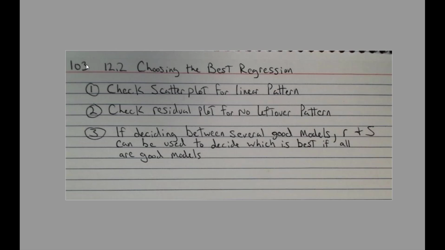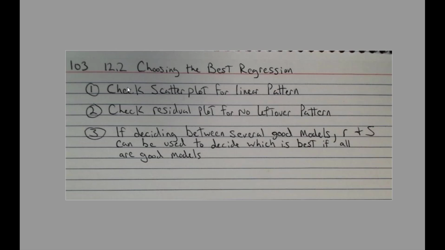Now, when we're choosing the best regression line, we check the scatter plot for a linear pattern. We check the residual plot for no leftover pattern, which we've done the whole time. In the residual plot, you have to make sure there's no pattern. It's got to be a good scattered layout. And the third thing is, if deciding between several good models, R and S can be used to decide which is best if all are good models.